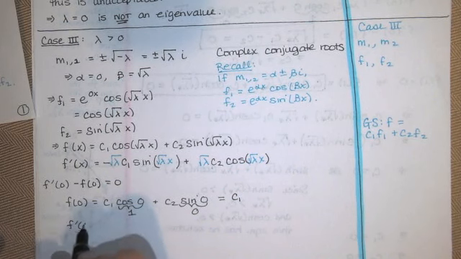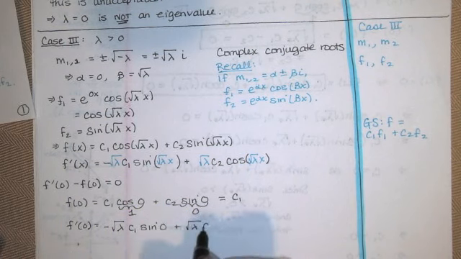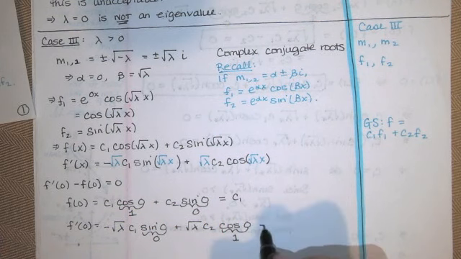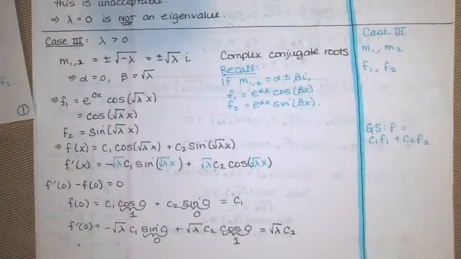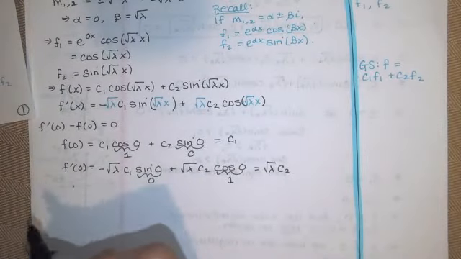Okay. And then at x equals 0 for the second one, we've got negative square root of lambda times c1 times sine of 0 plus square root of lambda times c2 times cosine of 0. Sine of 0 is 0, cosine of 0 is 1. So this ends up being square root of lambda times c2. All right, our condition says that f prime of 0 minus f of 0 has to be 0.